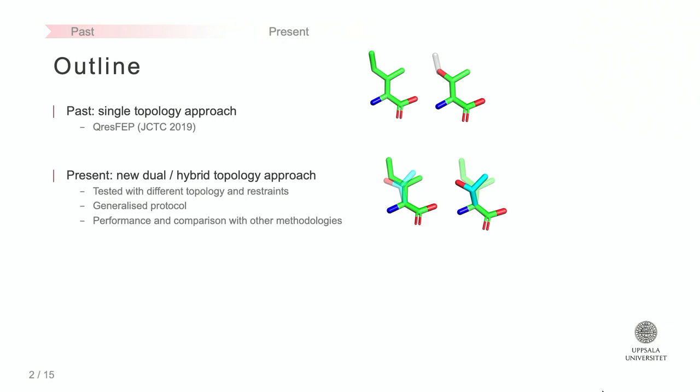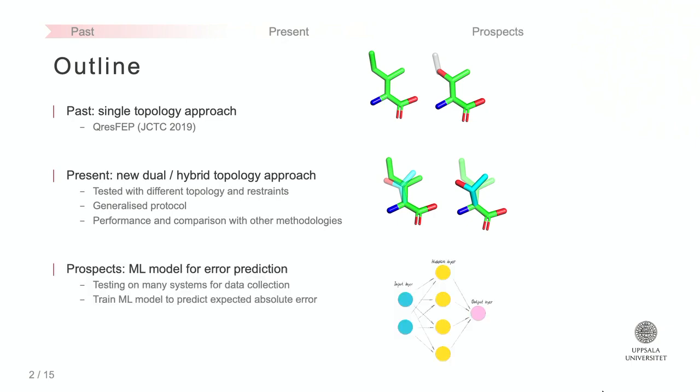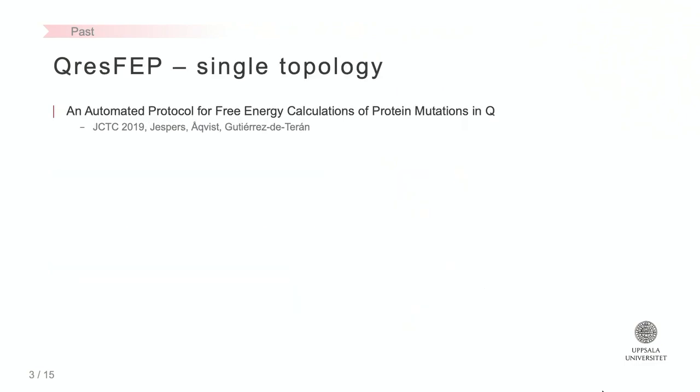We have tested this with different topologies and restraints. We tried to comprise a generalized protocol, and we tested the performance and compared it to other methodologies. And finally, I want to touch on some prospects that we still plan to do for this project, which is jumping on the machine learning train. We want to train a model to predict the error in our predictions, basically. So more on that later on.